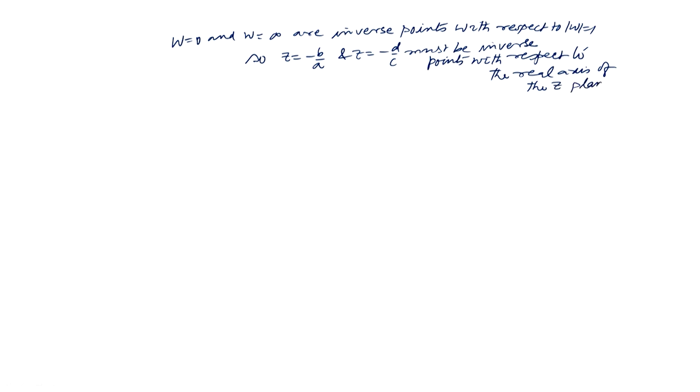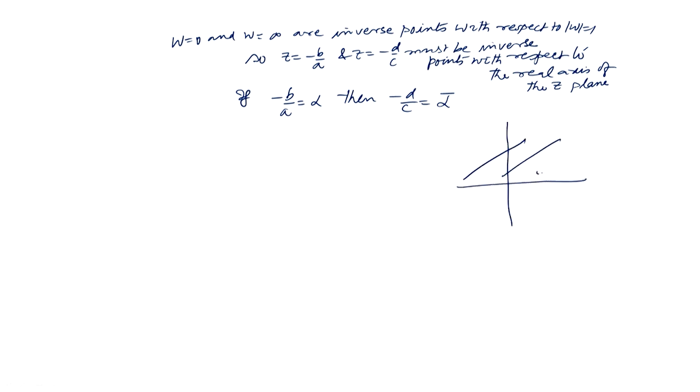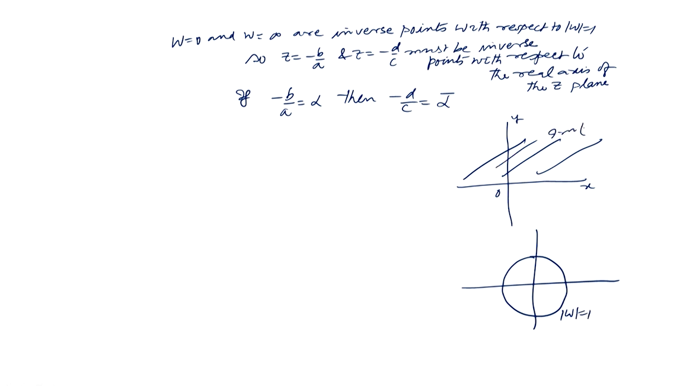Which means that if minus b by a equal to alpha, then minus d by c must be equal to alpha conjugate. Now, one more thing we notice: this is the z plane, this is the w plane. We have this mod w equal to 1. The interior imaginary part of z greater than 0 we want to map to the interior of mod of w equal to 1, and minus b by a is going to w equal to 0. So, minus b by a must be a point of the imaginary part of z greater than 0.